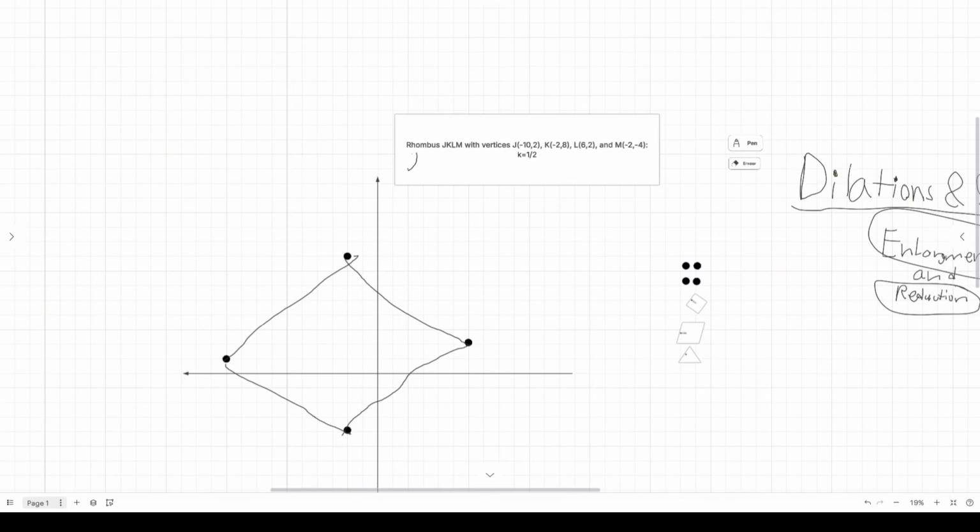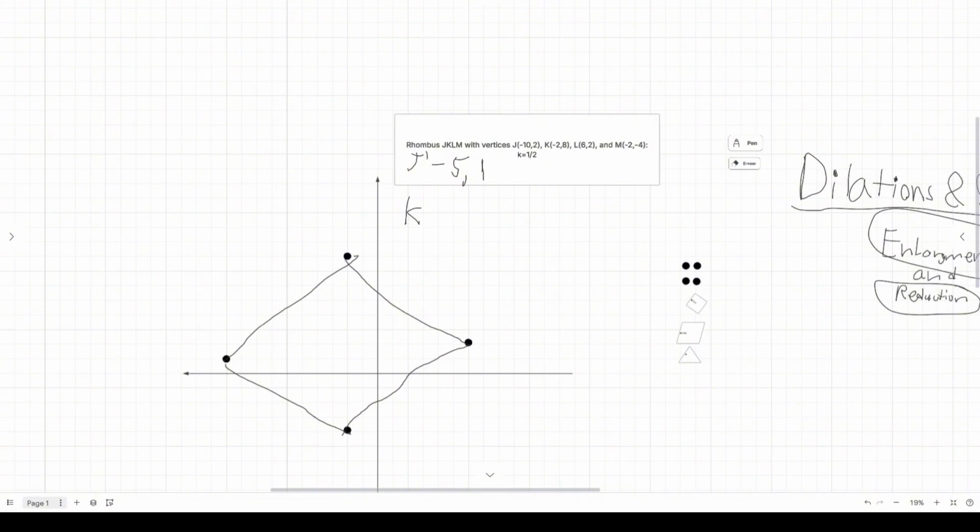So for J, we can make that J prime since we're going to have a new dilated point. Essentially, for a scale factor of 1/2, we just divide all of these by 2, since half of something is the same thing as dividing by 2. So -10 divided by 2 is -5, and 2 divided by 2 is 1, and that's our first point.